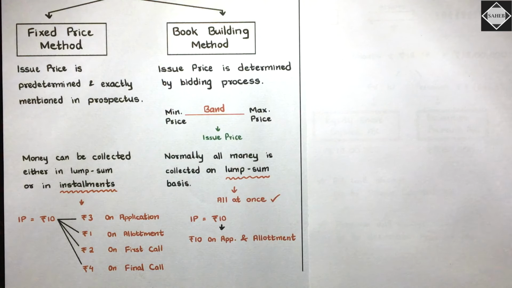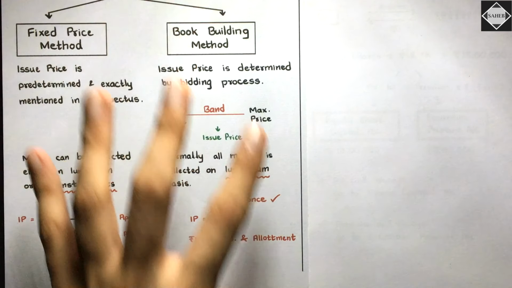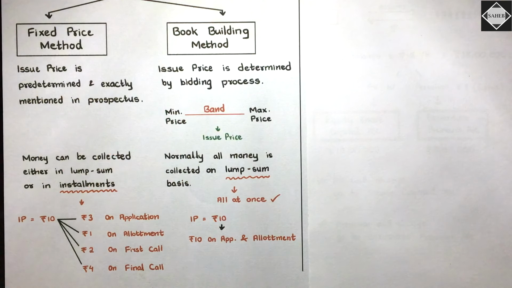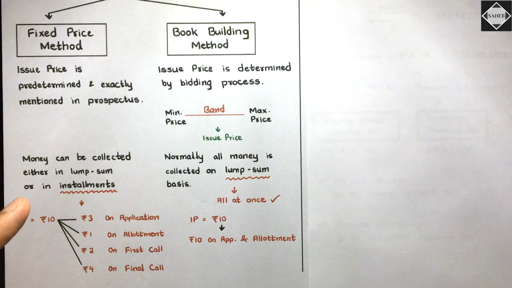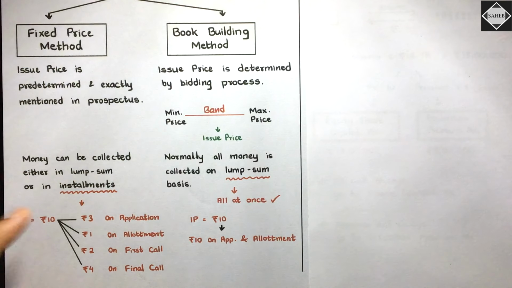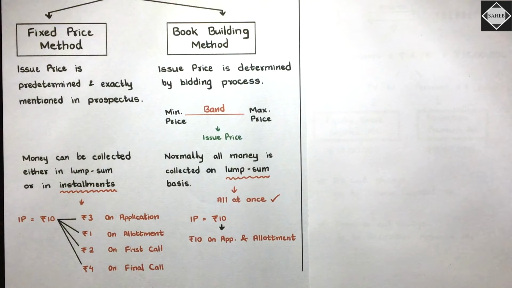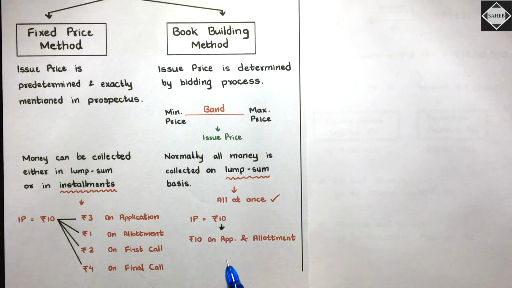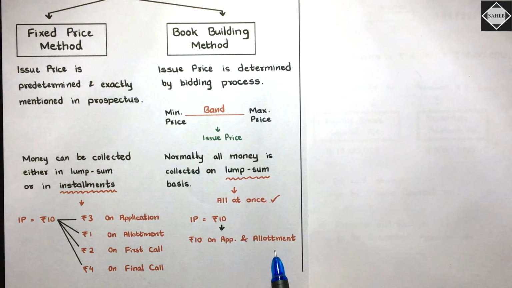We will see more about this, but you understood how an IPO can be done by two approaches: the fixed price method and the book building method. Really simple. You also understood that money will come in installments, and that's what we are going to focus on. But if it is coming all at once on a lump sum basis, then we say application and allotment. We have received all the money on application and allotment. We got the application from the public and immediately allotted also.